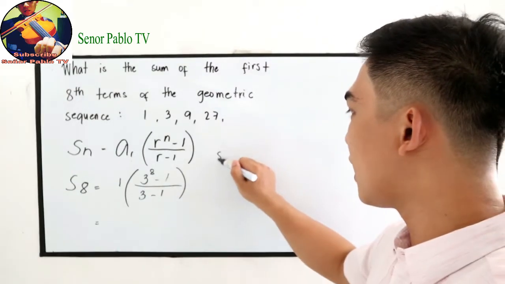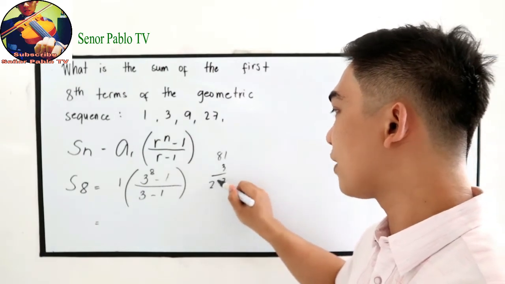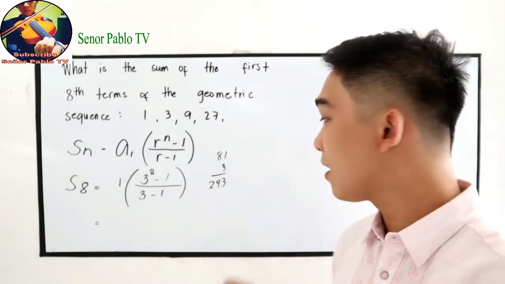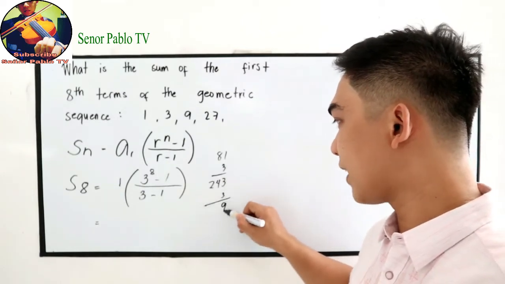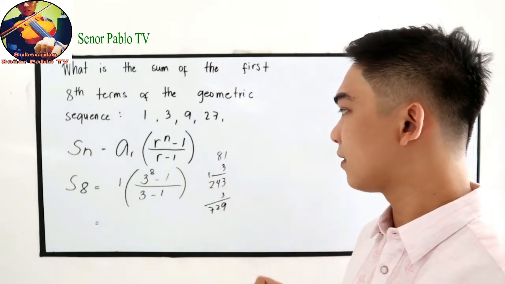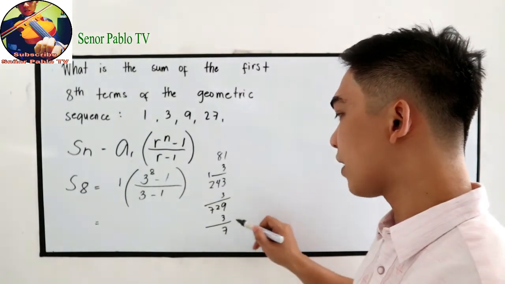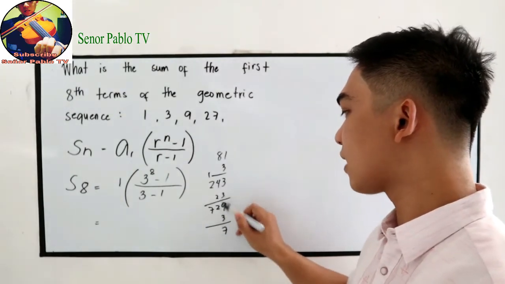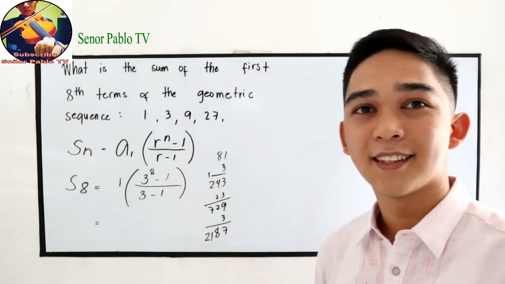So 81 times 3, that is 243. Pang-lima, pang-anim, times 3, 9, 12, carry 1, 6, 7, 2, 9. Pang 7 times 3, 27. Carry 2, 6, 7, 8. 7 times 3, 21. Yan.